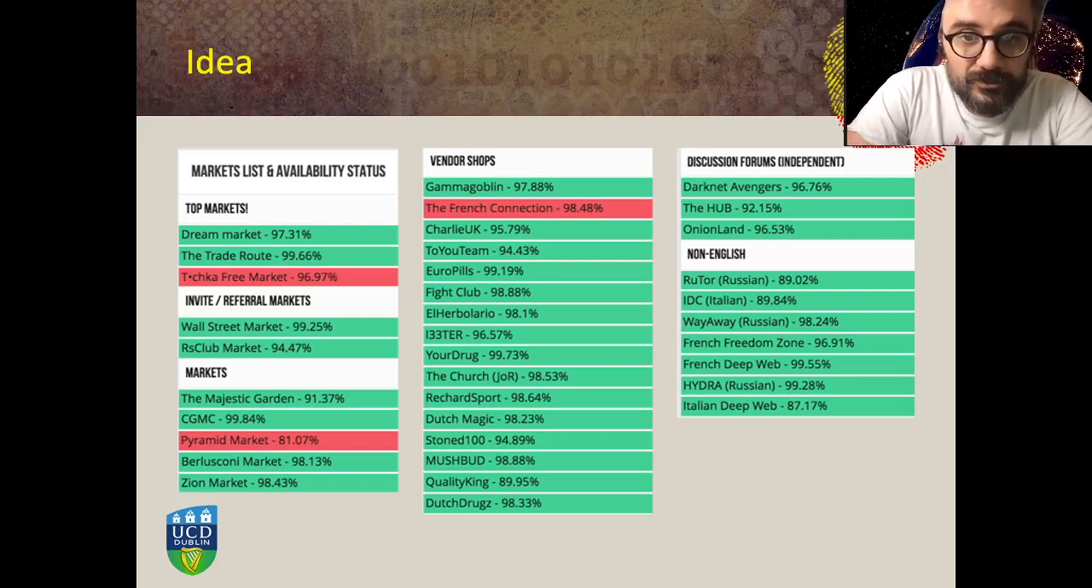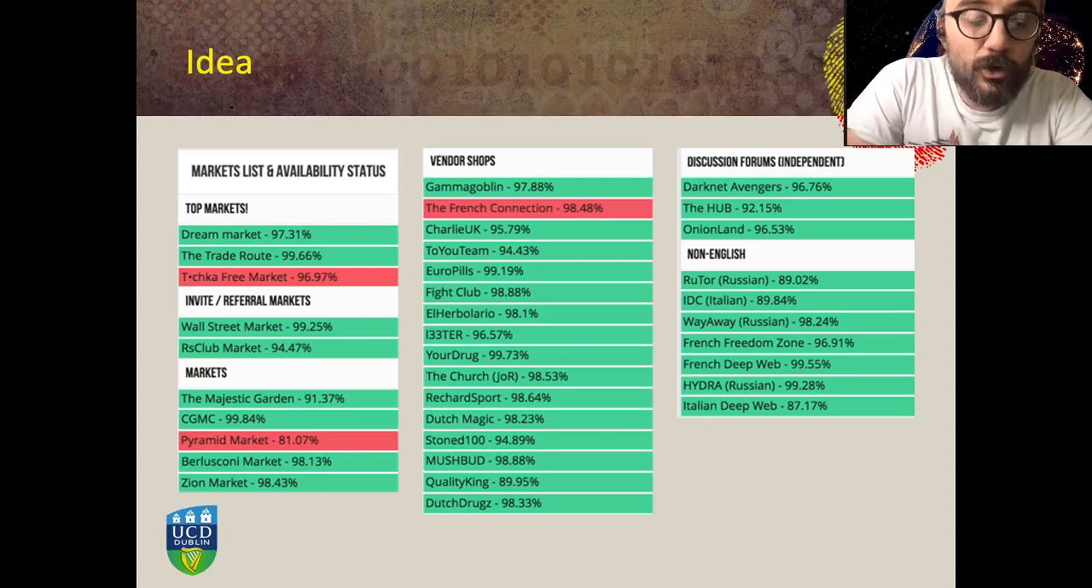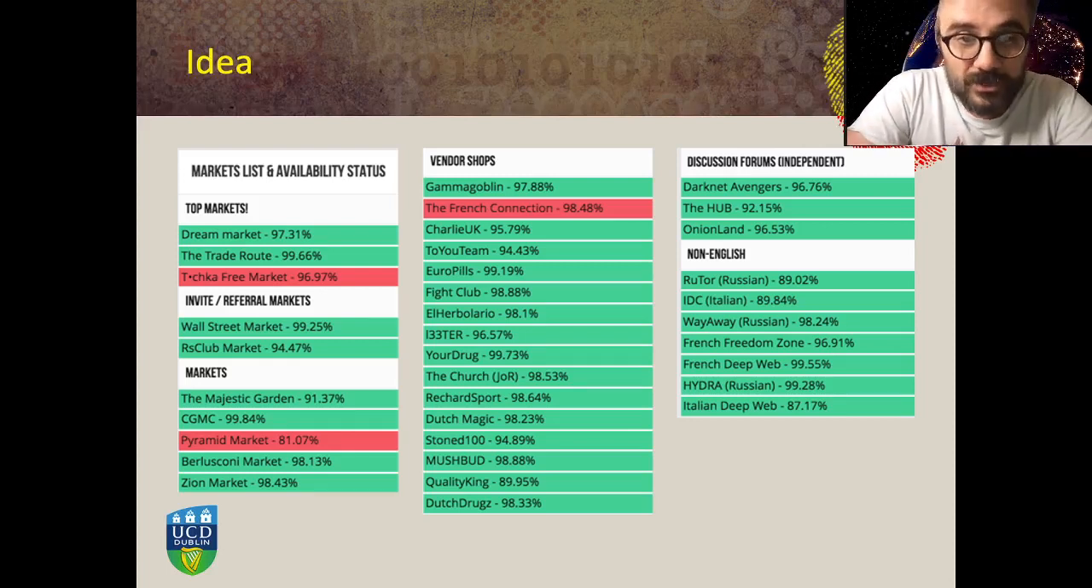The first is that darknet markets, in this case, and darknet websites, are highlighted either in green or in red. And according to the website, the color indicates if the website was available at the time of the screenshot or not. Each of these darknet websites also has a second interesting element, which is the number that you see close to the name of the website.